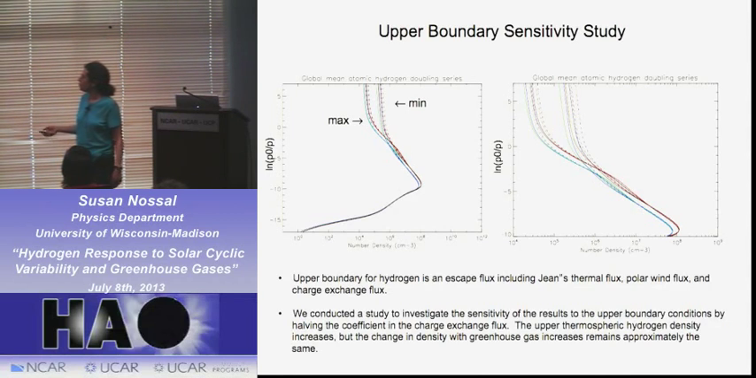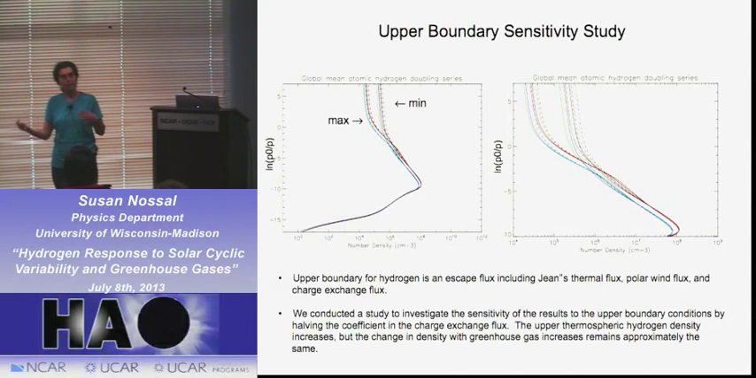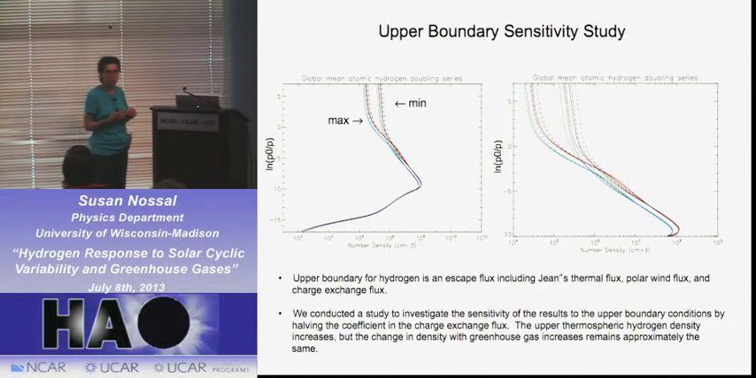And these are the density responses. There are lots of lines, but just the dotted lines are the halving scenario. So the densities are changing. They're a little bit larger when the charge exchange flux coefficient is halved. It doesn't mean that eventually, when the model equilibrates, the charge exchange flux is actually halved, but the upper boundary is changed.